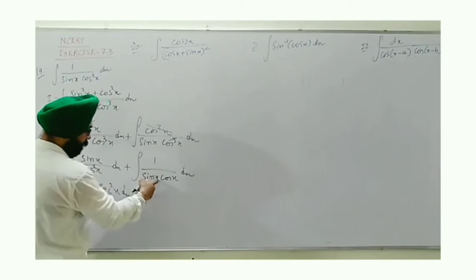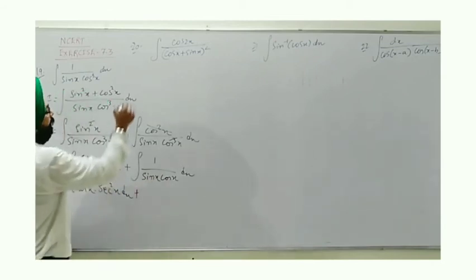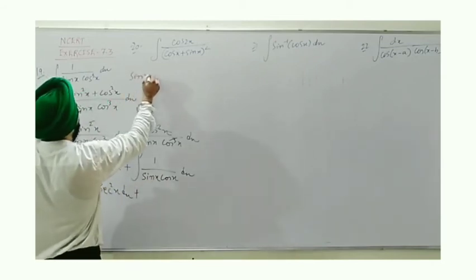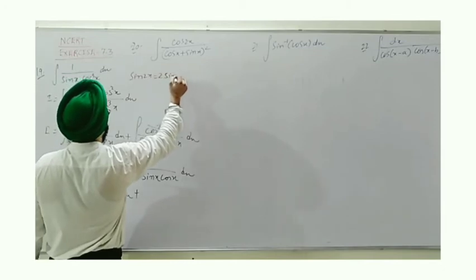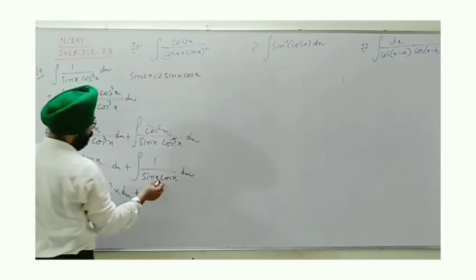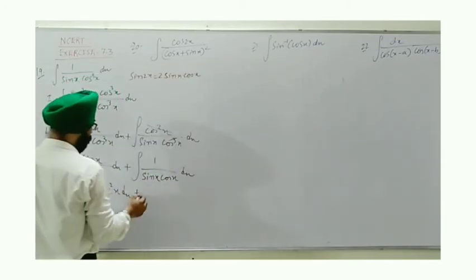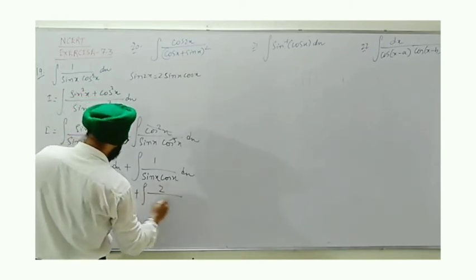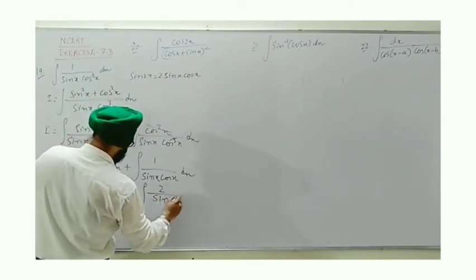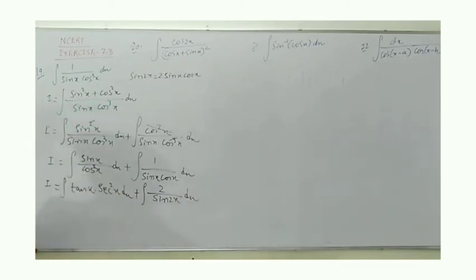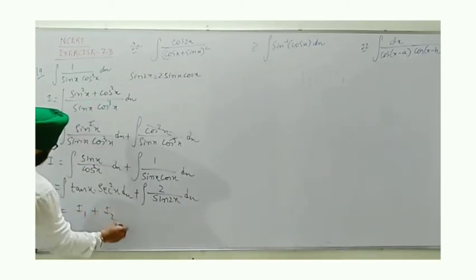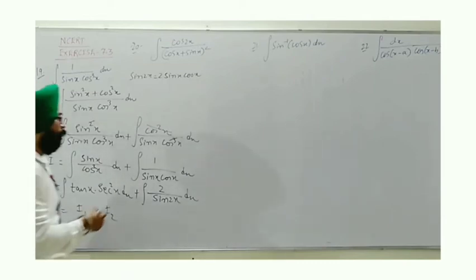Plus here sin x cos x. Again, if I use the identity sin 2x equal to 2 sin x cos x, then sin x cos x can be written as sin 2x by 2, so we write 2 upon sin 2x dx. Further, I will take this as I1 and the second part as I2. Let's see how to solve.